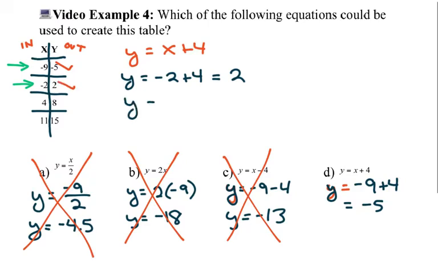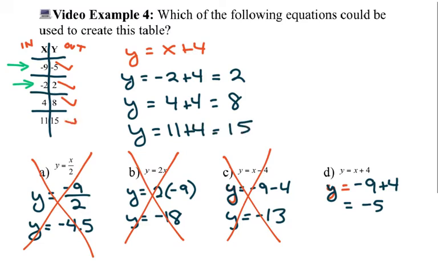Next one, y equals 4 plus 4, and 4 plus 4 is 8, and so that line checks out. And our last one, y equals 11 plus 4, and that gives us 15, and so that last line checks out. And so the equation that is used to create this table is that last one, letter D.